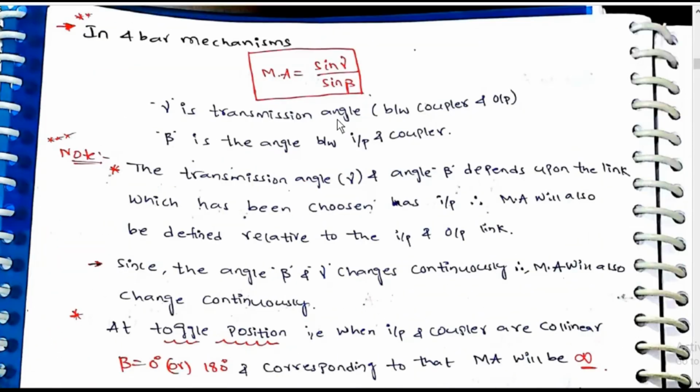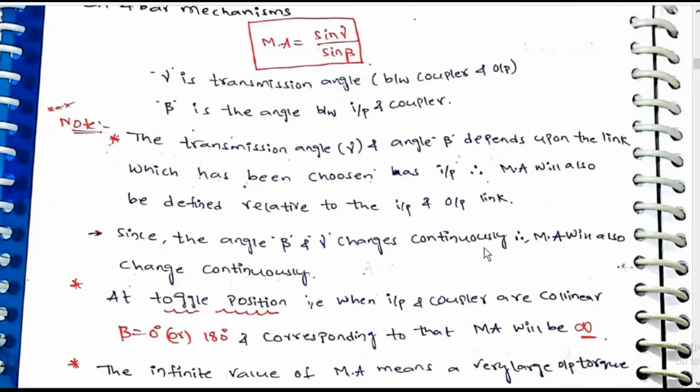In a 4-bar mechanism, mechanical advantage is equal to sin gamma by sin beta. Gamma is the transmission angle between coupler and output link. Beta is the angle between input and coupler. The transmission angle gamma and angle beta depend upon the link which has been chosen as input. Therefore, mechanical advantage will also be defined relative to the input and output link.